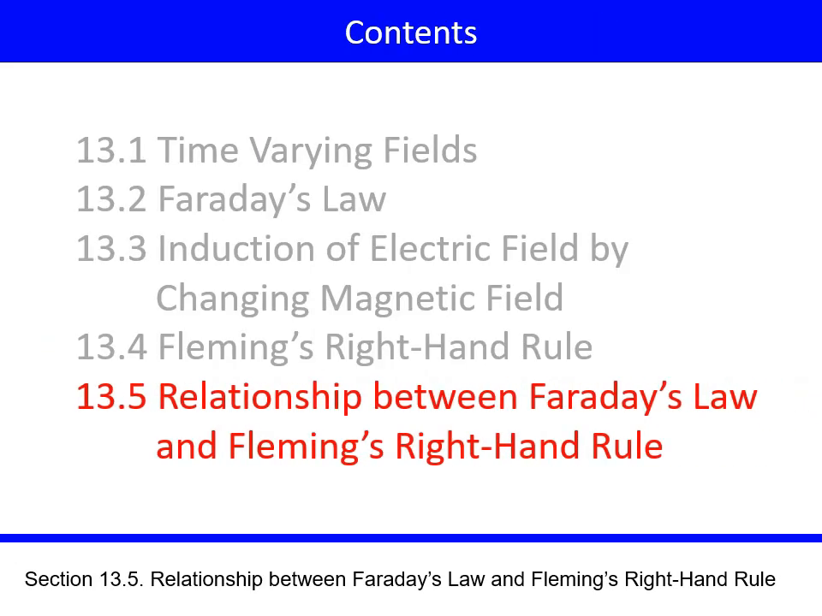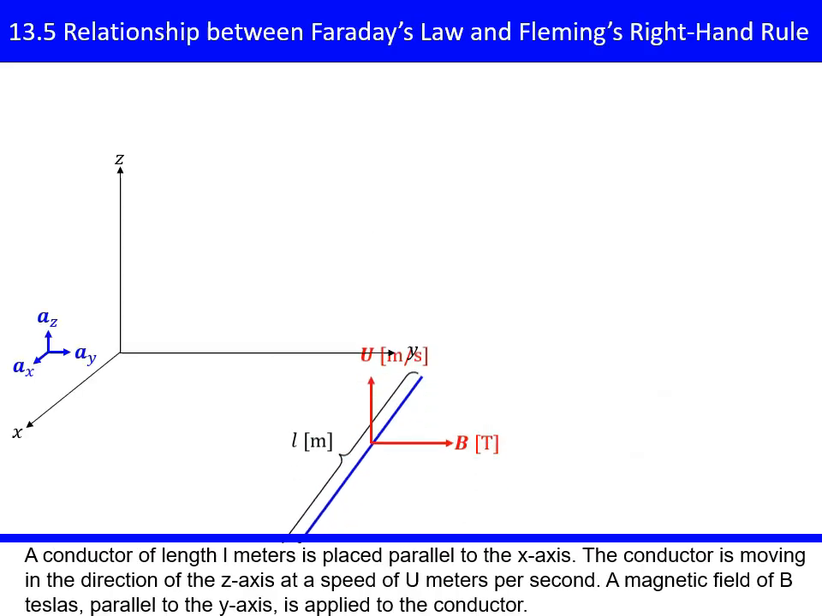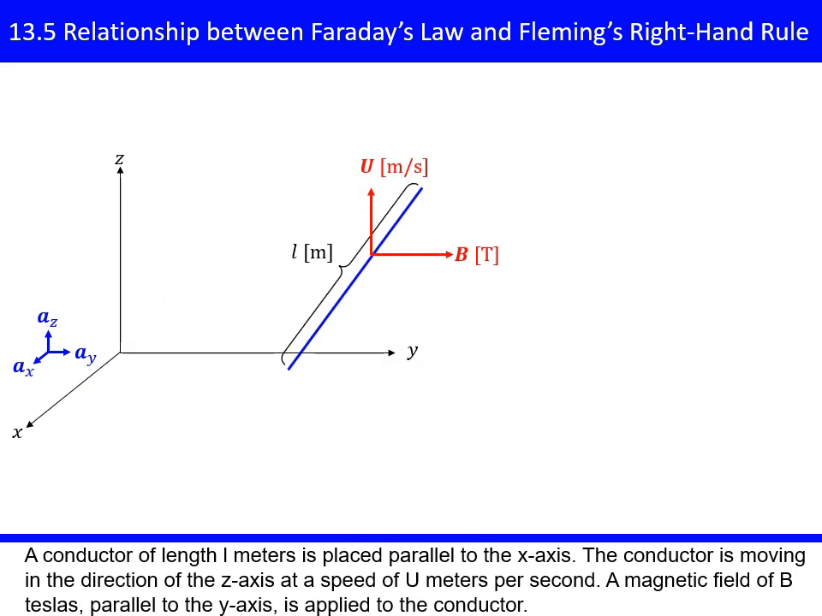Section 13.5. Relationship between Faraday's law and Fleming's right-hand rule. A conductor of length L meters is placed parallel to the x-axis. The conductor is moving in the direction of the z-axis at a speed of u meters per second. A magnetic field of B teslas, parallel to the y-axis, is applied to the conductor.